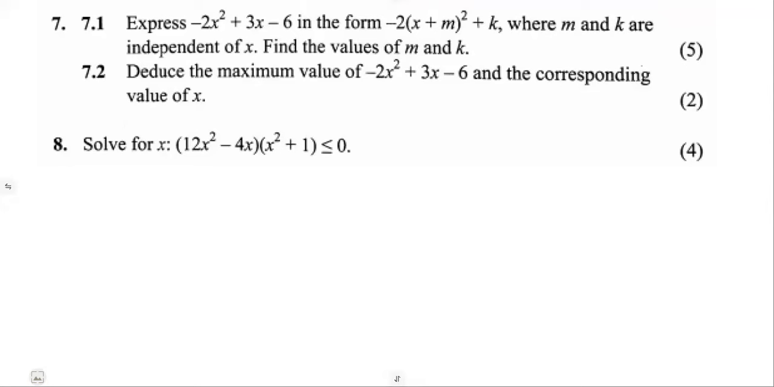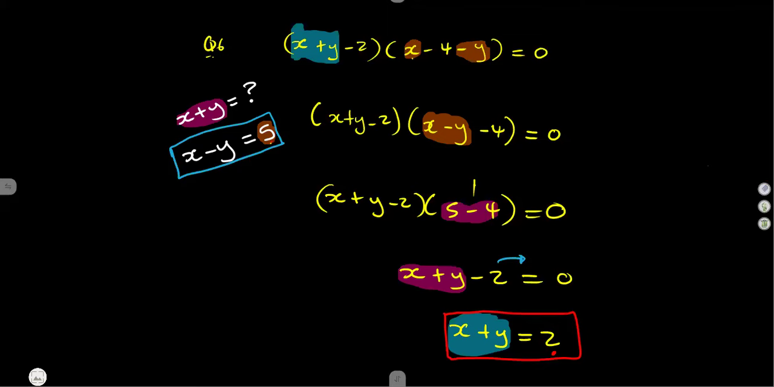So you're going to have a continuation there on question 7. Question 7.1 asks you to express in the given format there, the minus 2 into x plus m squared plus k. So the question is, what is this format here? Yes, we have a quadratic expression, but in the format there, m and k are independent of x. We have our completing the square method. Remember, it is the one that ends up with this square, then added to a constant like that. So it was all about the completing the square method.